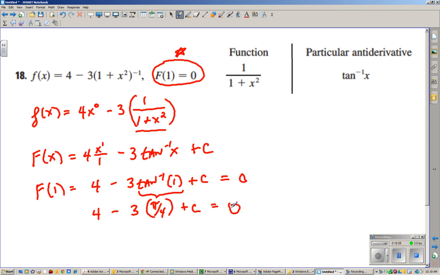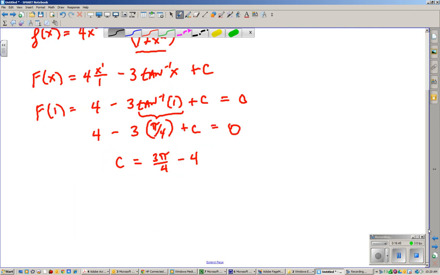Doesn't that mean that c, if I leave that on the left side and take that negative 3 pi over 4 over to the right side, it'll become 3 pi over 4. And if I take that 4 over to the right side, won't it become a minus 4? So notice that I've recovered c. So my final answer for this problem, my big F, this time doesn't have to have the plus c.